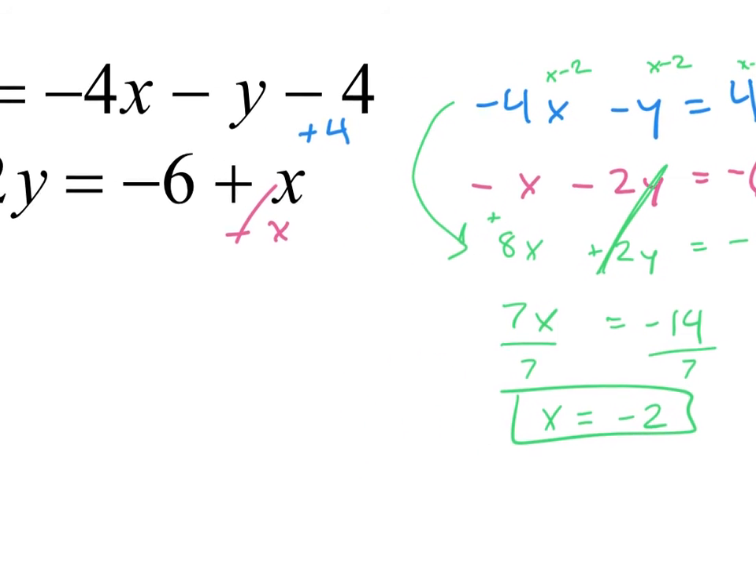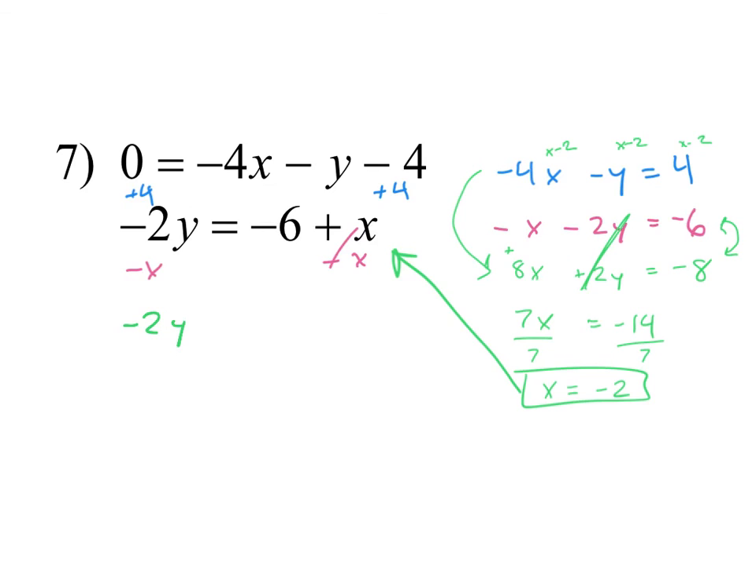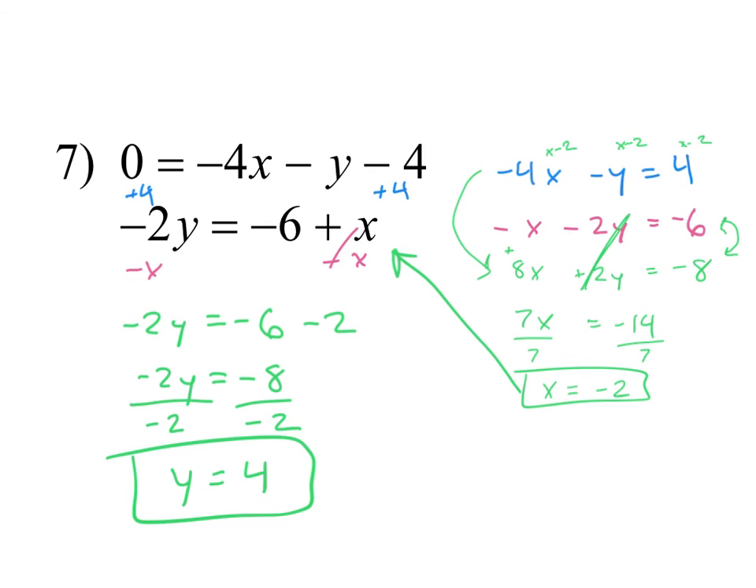So now what do we do with our x is equal to -2? Plug it in for x. Perfect. We plug it in for x. I'm just going to plug it into the second equation. Again, it doesn't matter which one we plug it into. So I get negative 2y is equal to -6 minus 2. -6 minus 2 is -8. So -2y is equal to -8. What do you guys get for y? 4. Awesome. So our x is -2 and our y is 4.